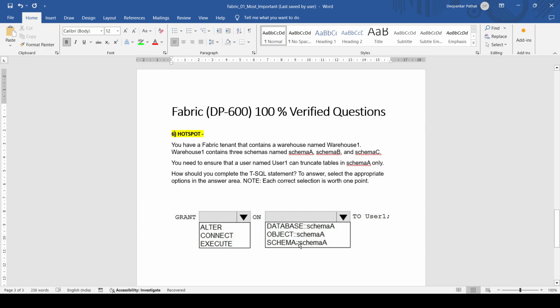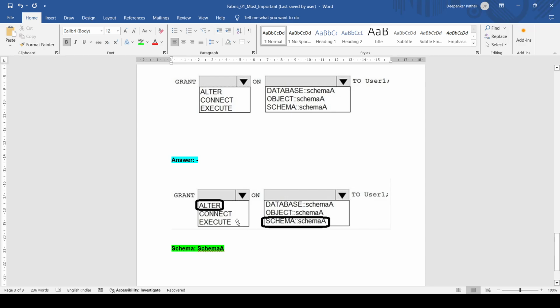Here the correct answer will be schema A. So the final T-SQL statement will be GRANT ALTER ON SCHEMA::A TO User 1.